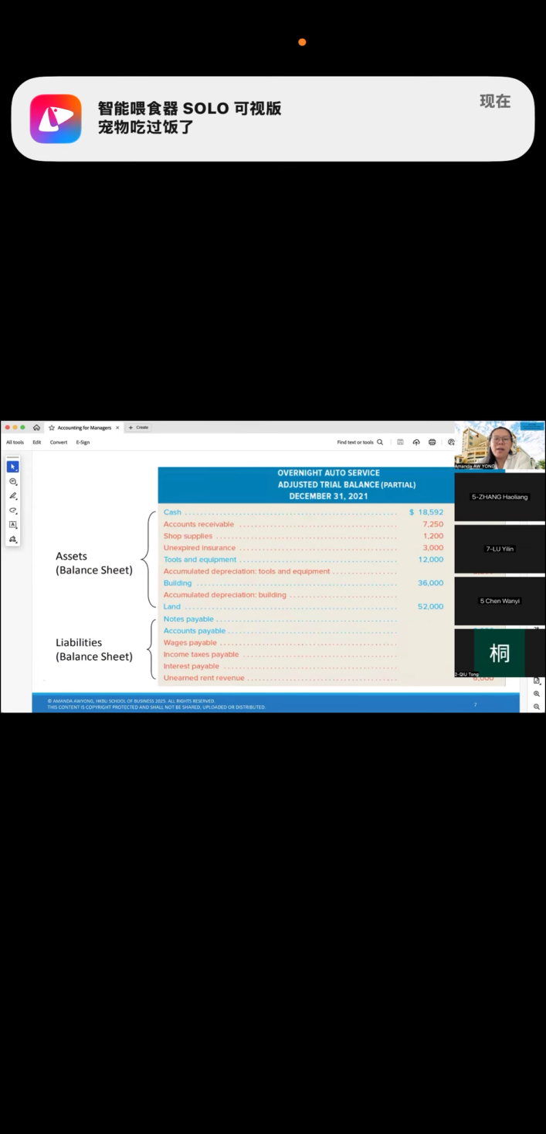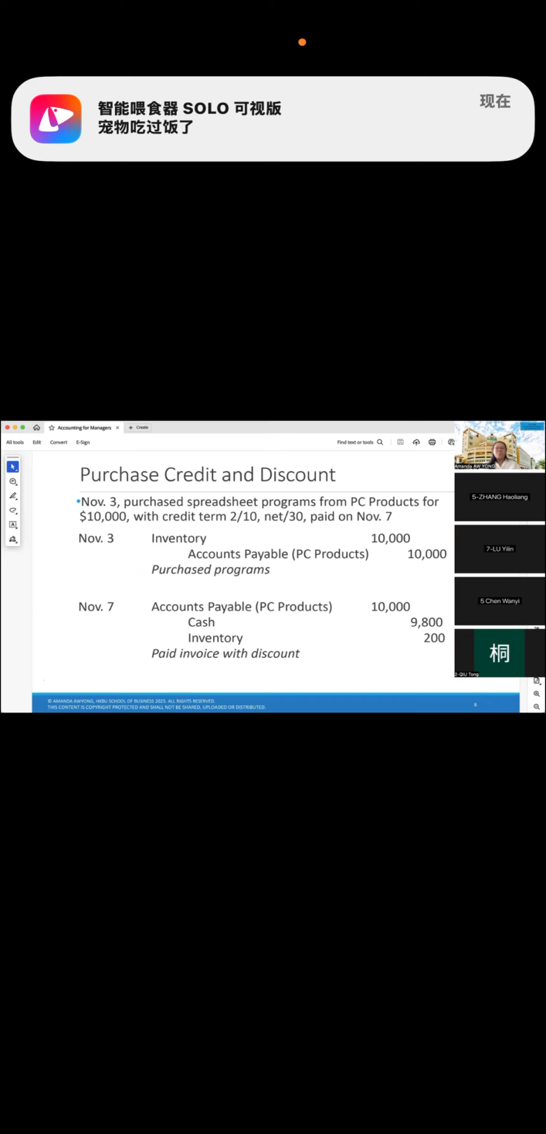Okay, so the adjusted trial balance would have all the accounts that the company has. Of course, we would have assets, we would have liabilities, as well as shareholders' equity. Okay, so that is for the adjusted trial balance, right?